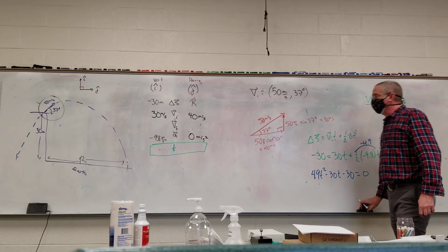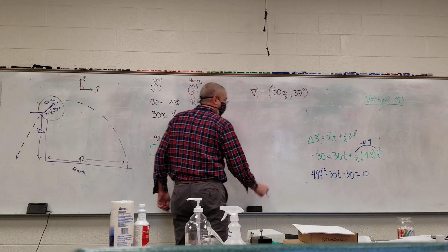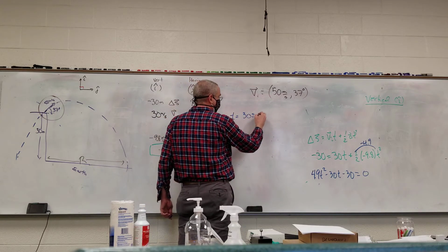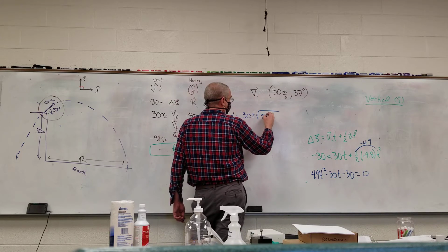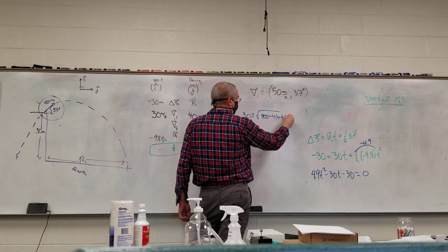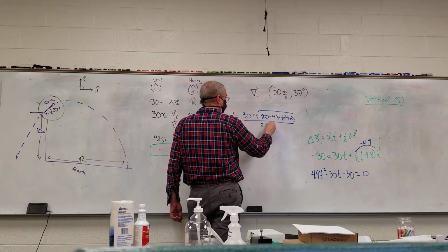About to go off the board there again, so backtrack. So time is going to be 30 plus or minus the square root of 900 minus 4 times 4.9 times negative 30, divided by 2 times 4.9.